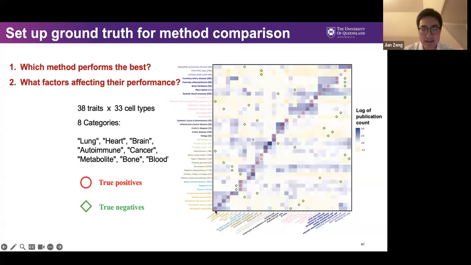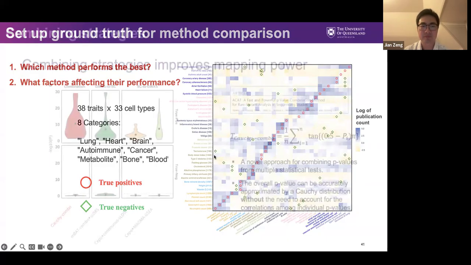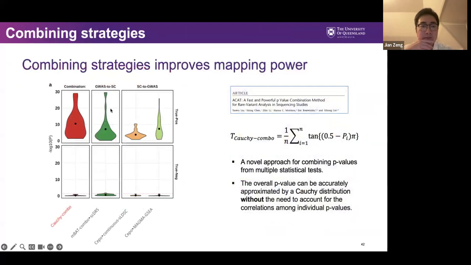And first, we select the true positives by looking at the publication count, where the cell type is well studied for the corresponding traits. And then we select another cell type that is least relevant to the trait as the true negatives. And then we compare different strategies, like GWAS to single cell strategy and single cell to GWAS strategy, comparing their power and false positive rates.